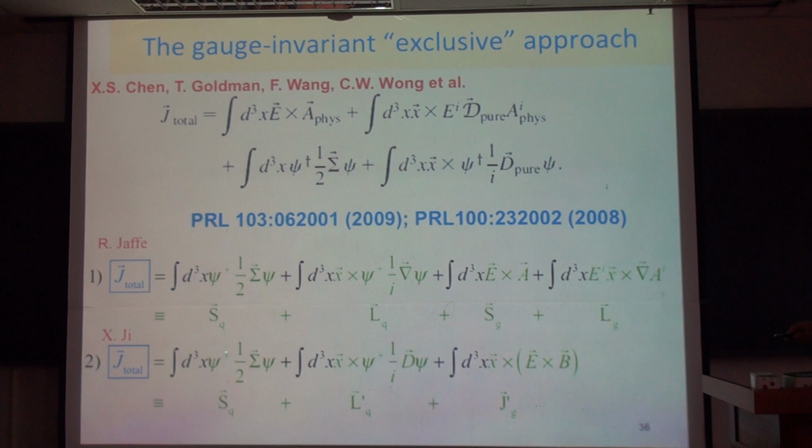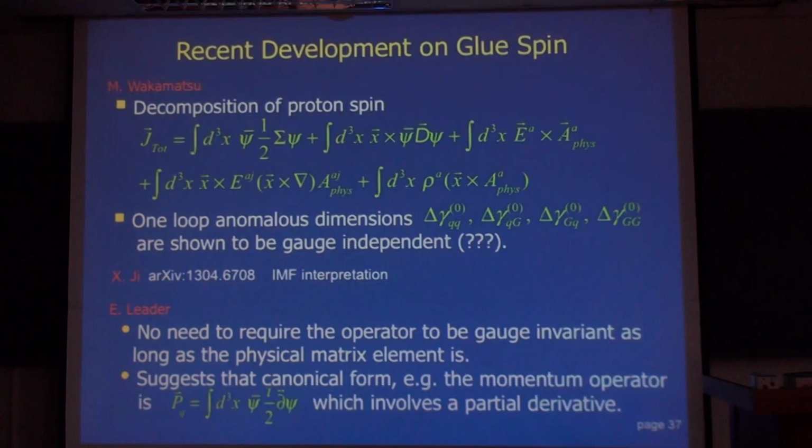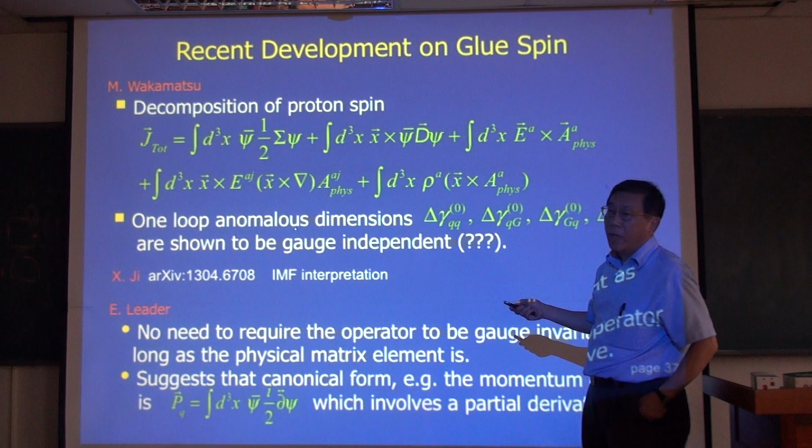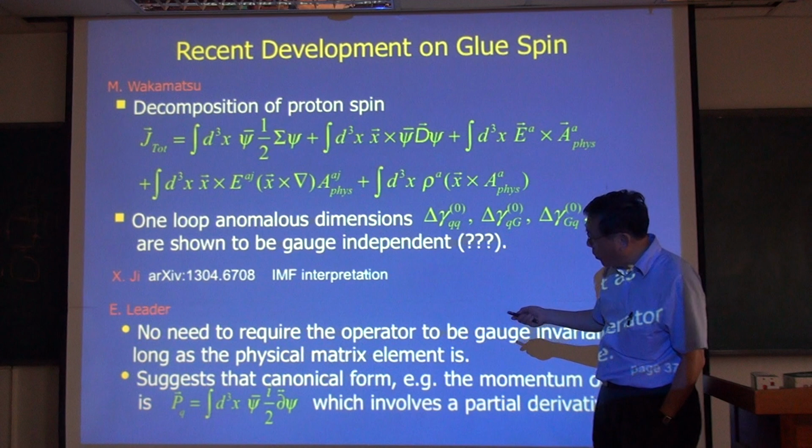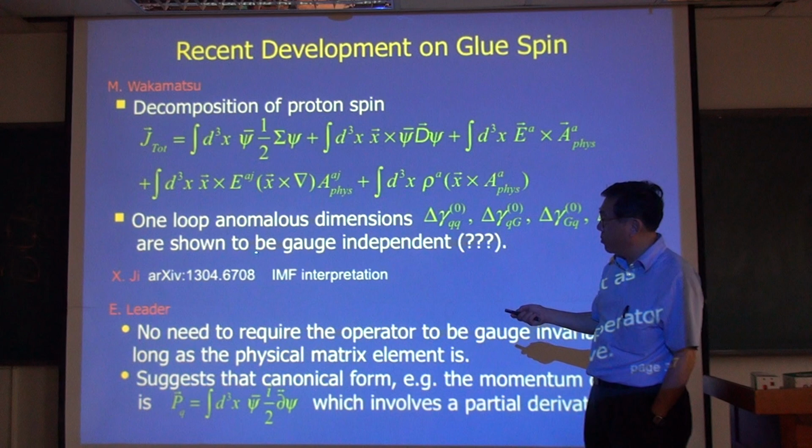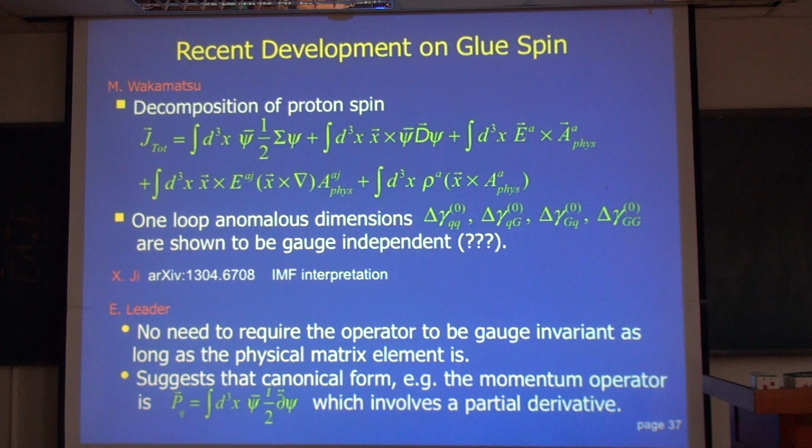So far, Ji's derivation is this one. Now, a recent development: Wakamatsu claimed that you can do it, and it has been shown that the one-loop renormalization does not depend on the gauge. But Xiangdong has a new formulation in which the operators of Xiangdong Ji and Wakamatsu seem to be correct, but you have to do it in the infinite momentum frame. And so this is still under study. If you want to hear more, Zhenju can give you a talk on this issue.